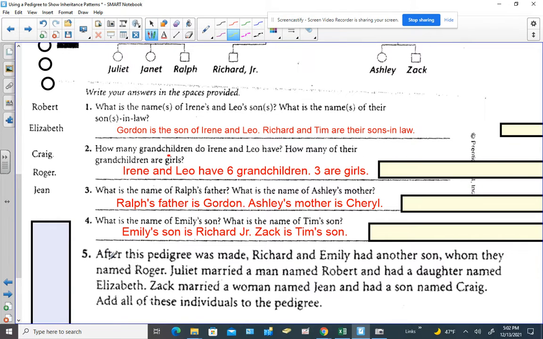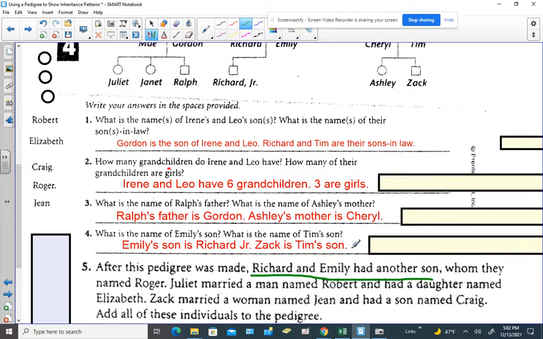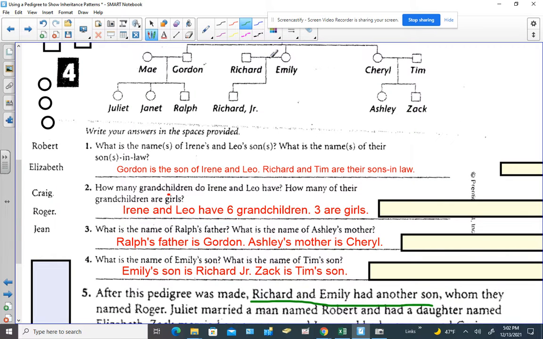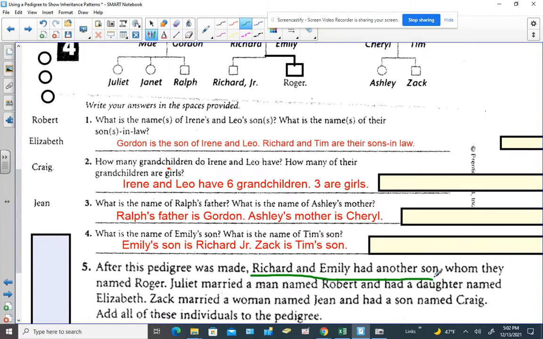So let's go back to that first sentence. After the pedigree was made, let's deal with this nugget here. Richard and Emily had another son. So let's find Richard and Emily. Here they are. They had another son. So how about we make another branch on that and then go down. And if they had a son, I'm going to drag over one of these squares that I already prepared. And then who's the son? The son would be named Roger. So let's take Roger and put his name right here. All right, so that takes care of what I underlined. Let's finish underlining that. We took care of all of that.